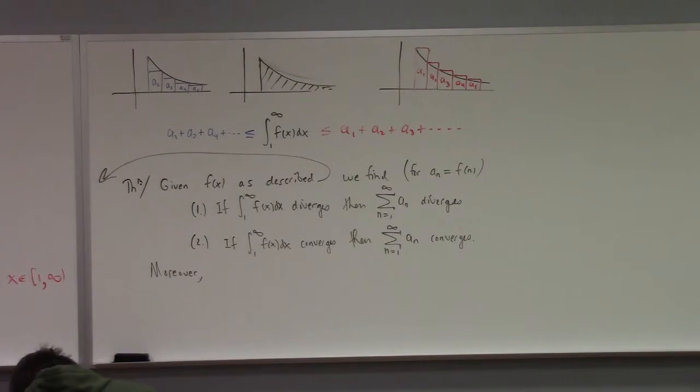So what would that tell us? That would tell us the sum n equals 2 to what? G? Careful. G minus 1 of a sub n is less than or equal to the integral from 1 to G of f of x dx is less than or equal to the sum n equals 1 to G itself of a sub n.